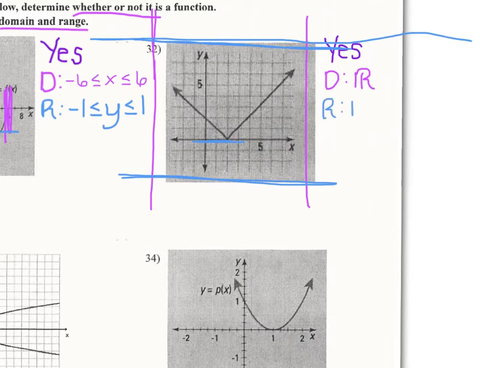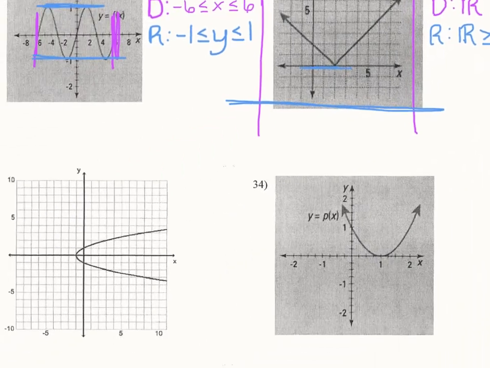I'm going to start with all reals, greater than or equal, because it's bigger than 0. So my range here would be all real numbers greater than or equal to 0. Okay, let's look at the next one.